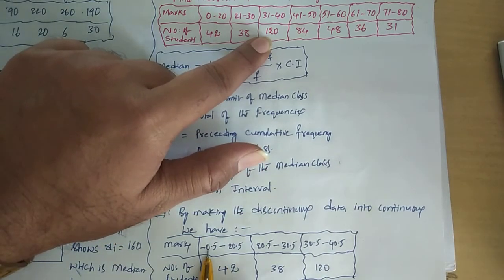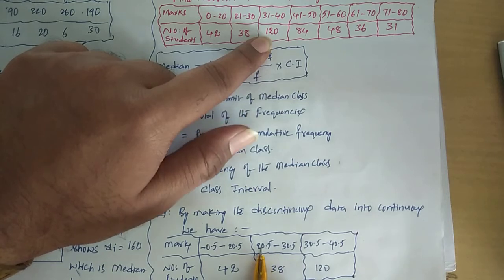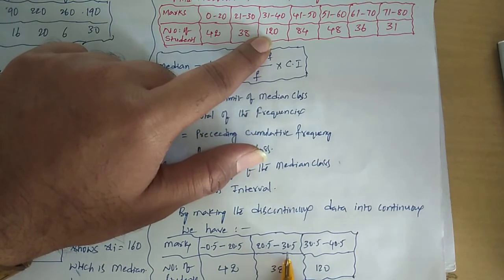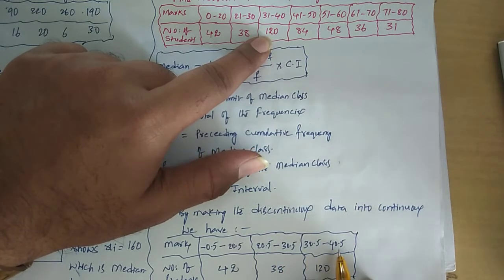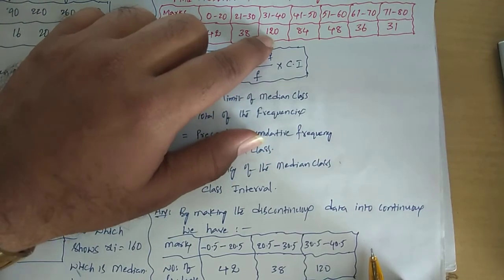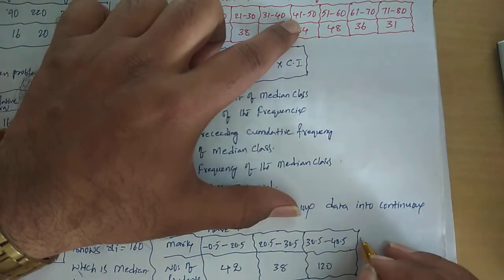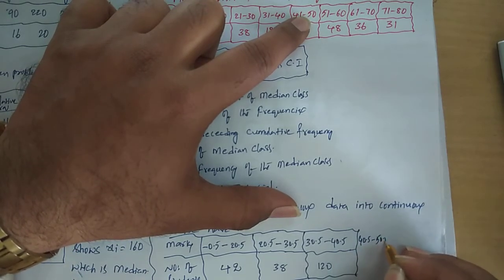Did you all observe the data is becoming continuous? You see, 20 plus 0.5 is 20.5, and again the next interval started from 20.5. Again the next interval started from 30.5, 30.5 to 40.5. Is it clear? Now like that, what is the next interval going to be? 40.5. Next it is going to be 50.5.